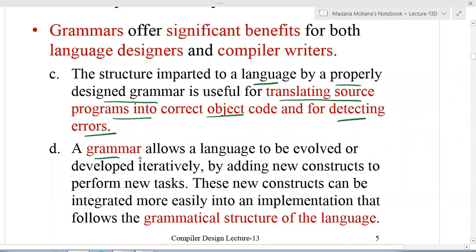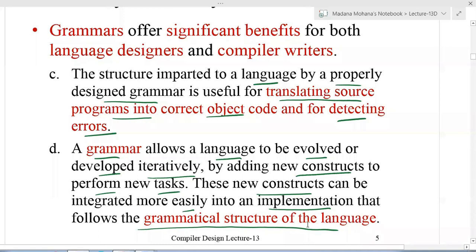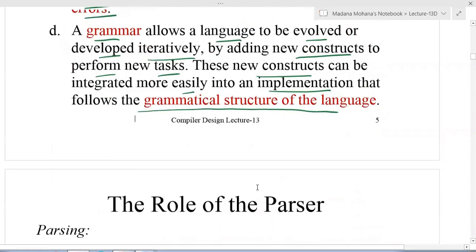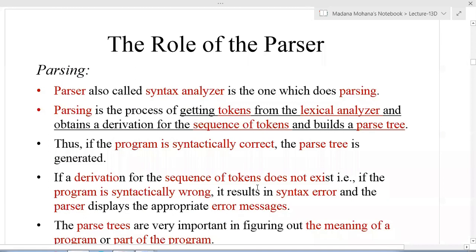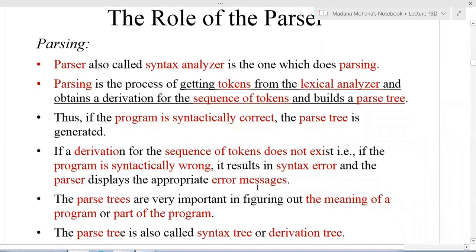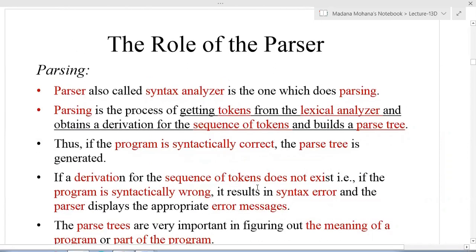Another advantage: a grammar allows a language to be evolved or developed iteratively, by adding new constructs to perform new tasks. These new constructs can be integrated more easily into an implementation that follows the grammatical structure of the language. So from one grammar, we can design new constructs by integrating them. Those are all useful for implementation of the grammatical structure of languages. These are all the advantages of grammar for both compiler writers and designers. Now coming to the role of the parser, the role or position of the parser in the phases of the compiler.